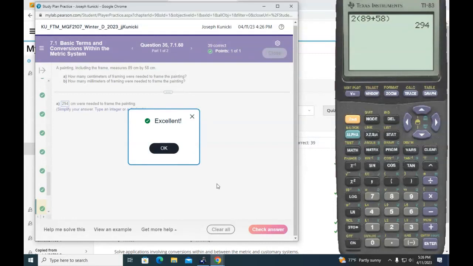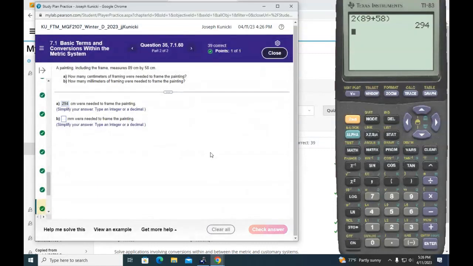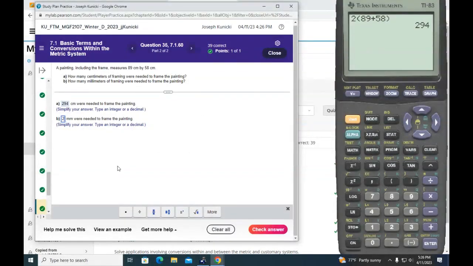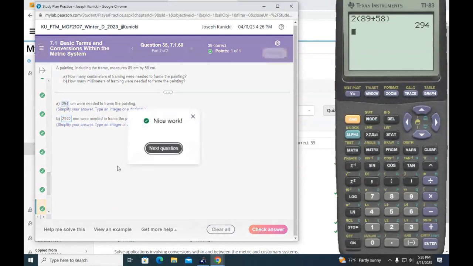Once you understand that it's the perimeter, they just want to know how many millimeters. So from centimeters to millimeters, I go down, so I multiply it by 10, I need a 0, so 2940. In real life, I would have to figure out the width of the framing material, and then I would need double that for each side, because I'm going to put a 45, and then I would have to add a little bit more for waste.